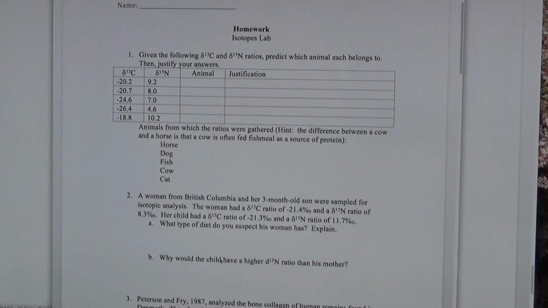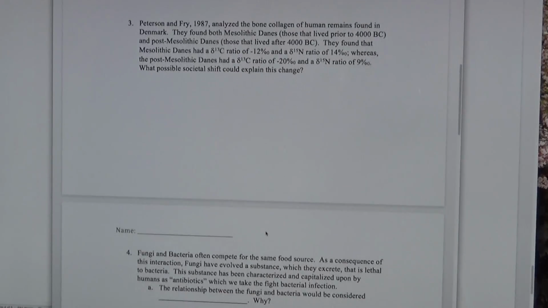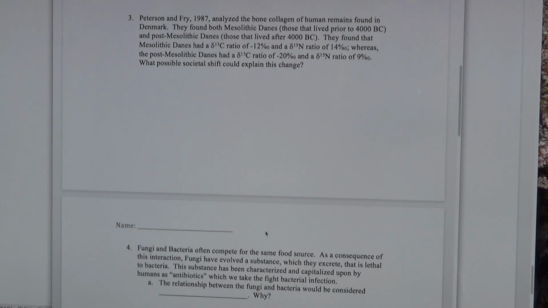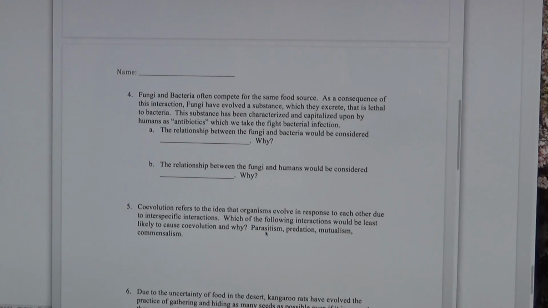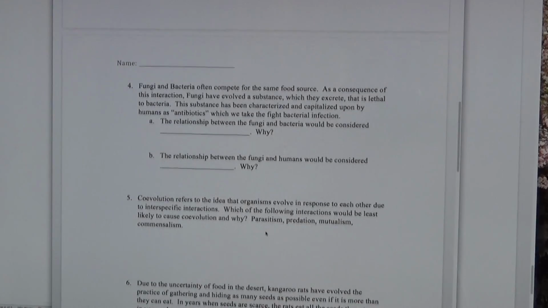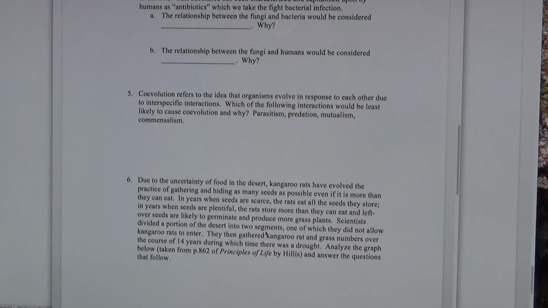The number 3 is looking at ratios and trying to explain the societal shift when they go down in their, or up in their carbon-13. And this is agriculture, right? So they start growing crops like corn and things that are C4 plants. And then the 4 is looking at relationships. Same thing with 5, looking at the relationships. It should be pretty straightforward. If you have any questions, please do ask me.